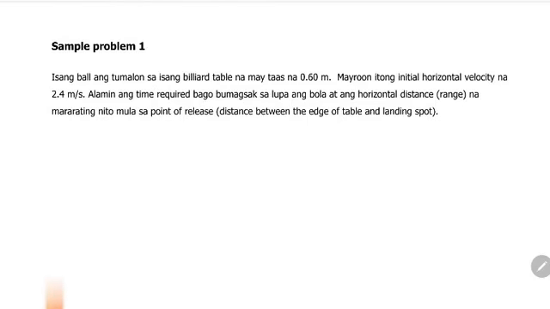Okay, let's tie everything together by solving two sample problems. Okay, let's read the first one.